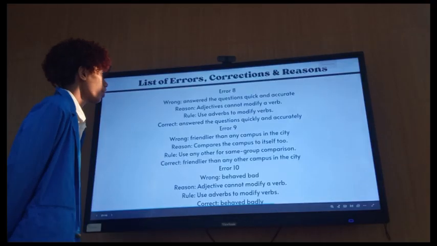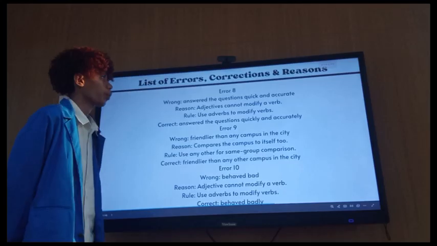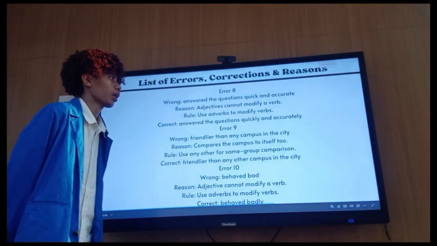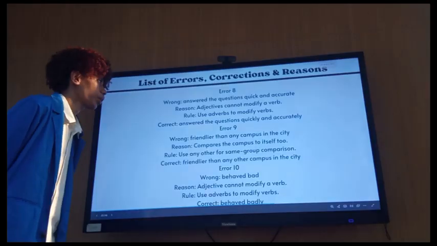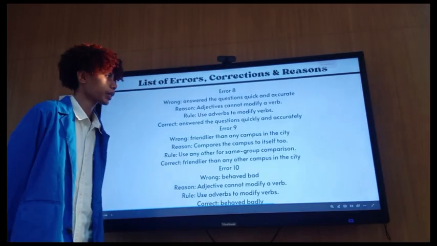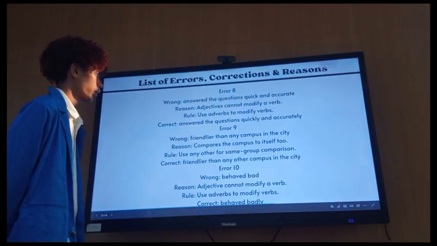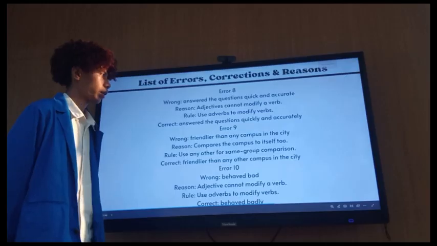Error 8. Wrong: answer the questions quick and accurate. Reason: an adjective cannot modify a verb. Rule: use adverbs to modify verbs. Correct: answer the question quickly and accurately.